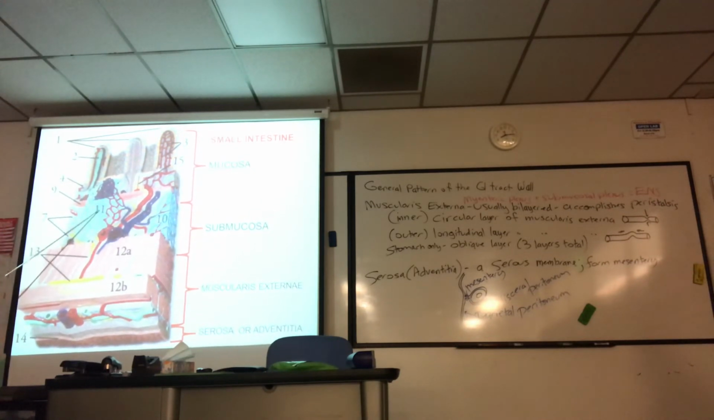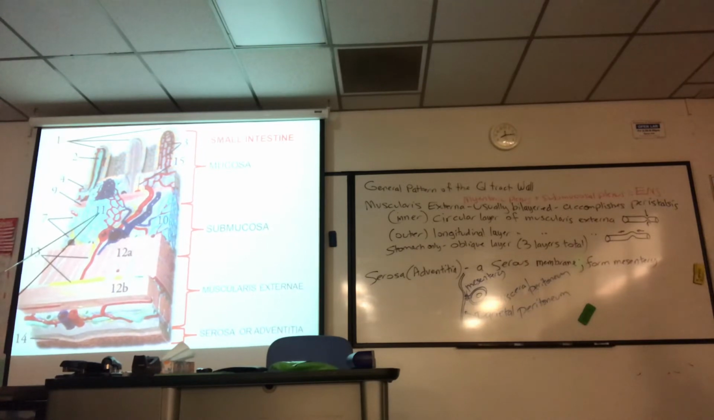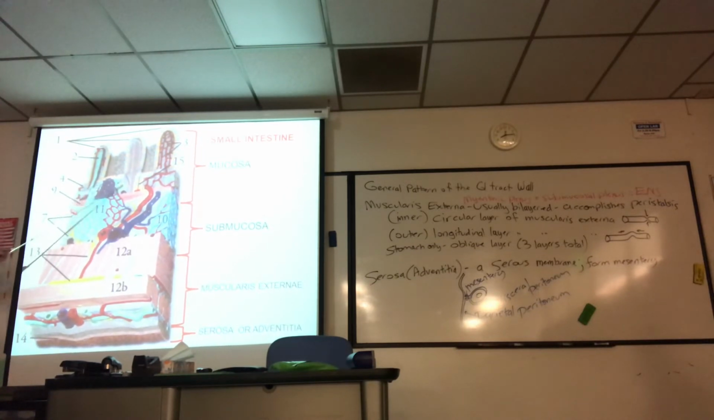Number 11 I taught you, MALT, mucosa-associated lymphoid tissue, this big lymphatic tissue structure. So it's basically in the submucosa and invades the mucosa. It's mucosa-associated. So this is all submucosa. 7 is pointing to the yellow, that's the submucosal plexus.